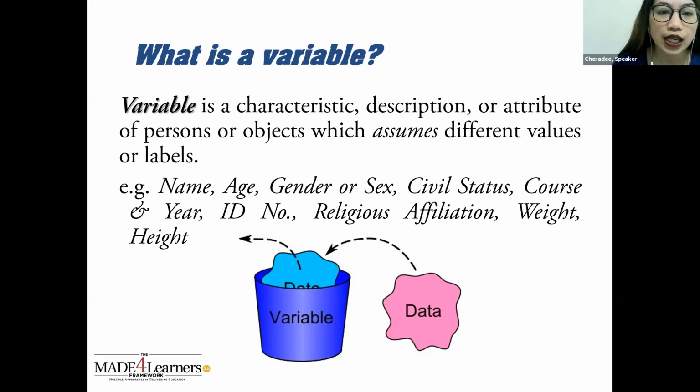Okay. So examples of variable data are name. So your name changes, okay? If, for example, you ask for the names of those respondents in the survey, then that is considered a different one for each respondent, okay? Age, gender, civil status, course and year or program and year, their ID numbers, religious affiliation, weight, height. So anything that can actually assume different values, that is a variable, okay?